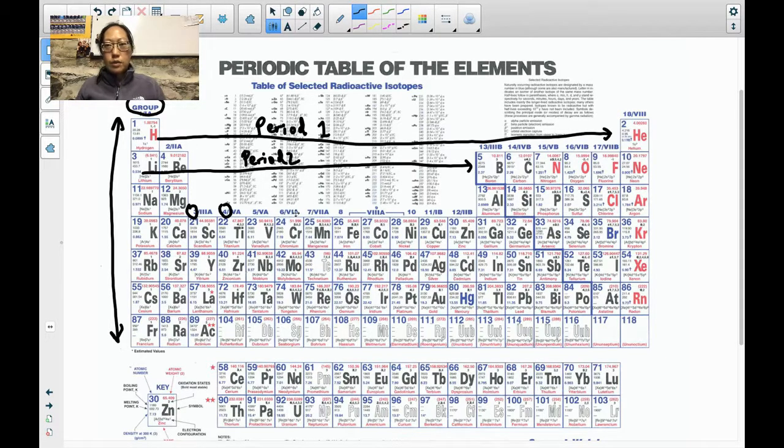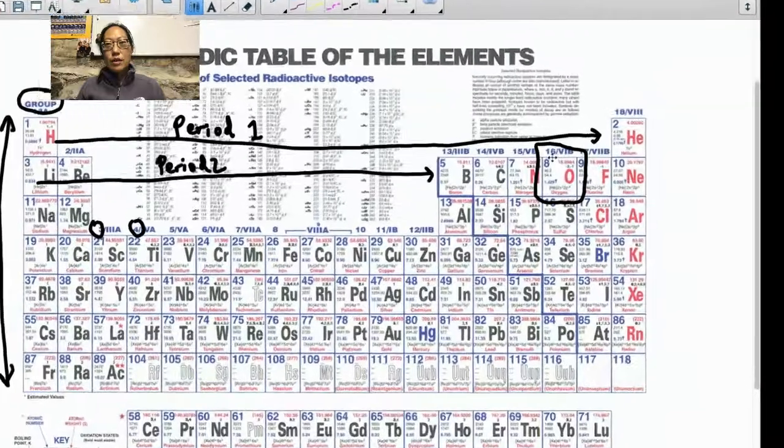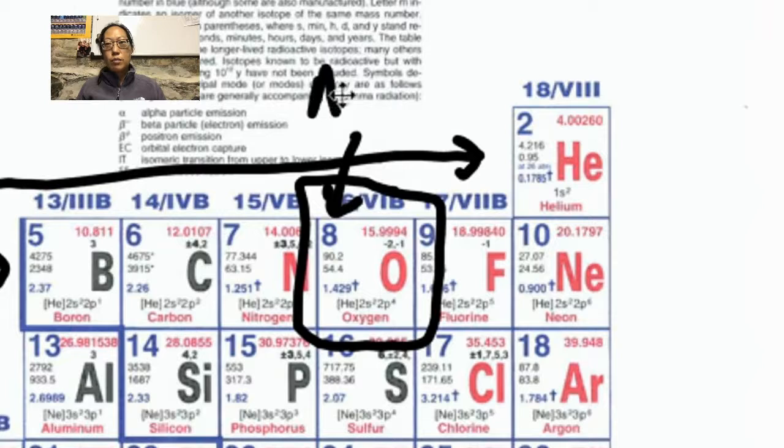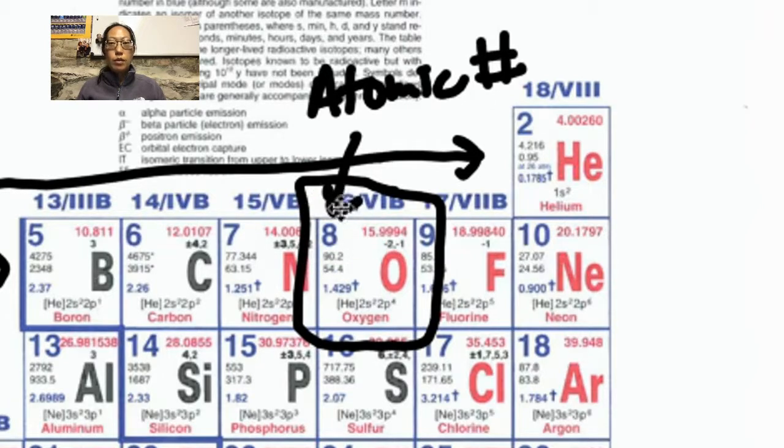Now let's look at a specific element, our favorite element, oxygen. So I'm going to square oxygen, and here's the element block for oxygen. Over here in the upper left, we have a very important number called the atomic number. This is the element's identification number. If you know the atomic number, then you know the element. In the upper right, we have the atomic mass.